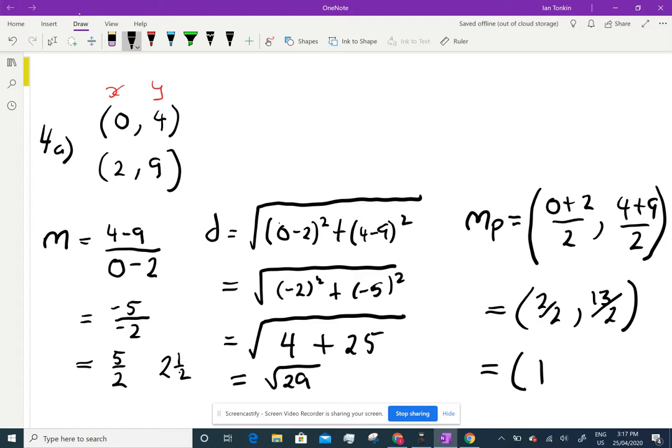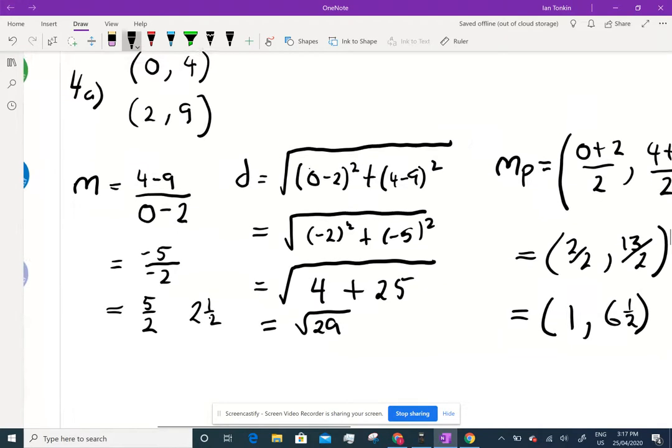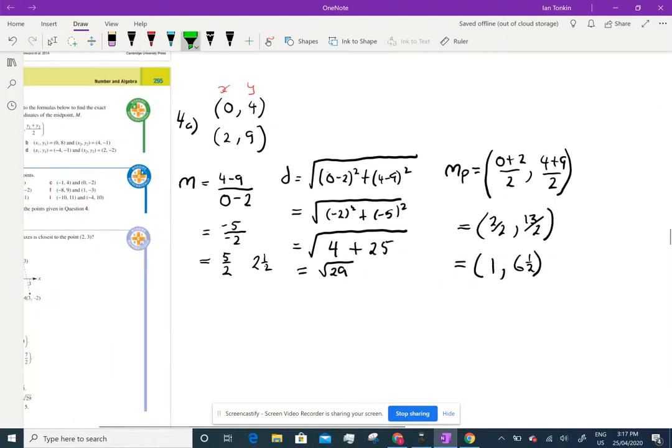2 divided by 2 is 1. 13 divided by 2 is 6.5. And there you have it. You have the gradient, you have the distance, and you have the midpoint.